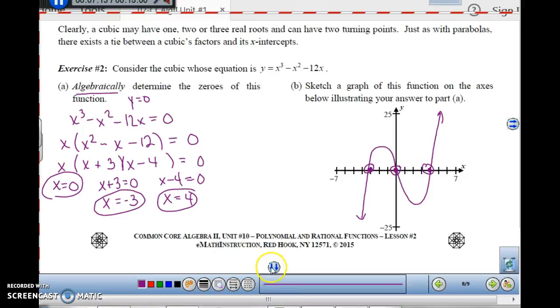So basically, when you're finding the zeros, you set the equation equal to 0, factor it, and then those are going to be your zeros.